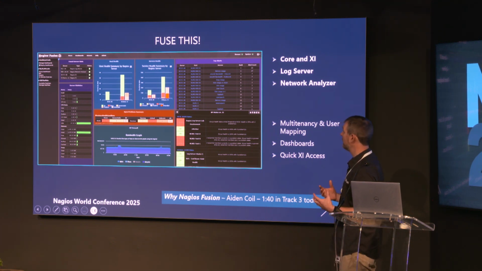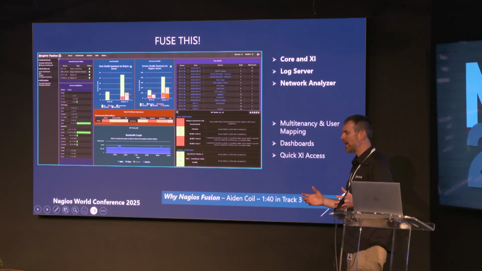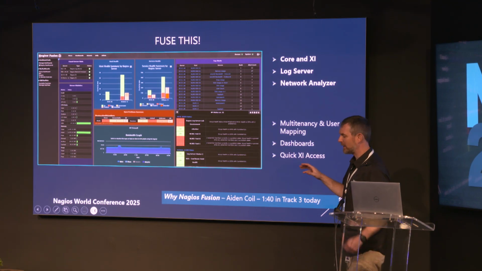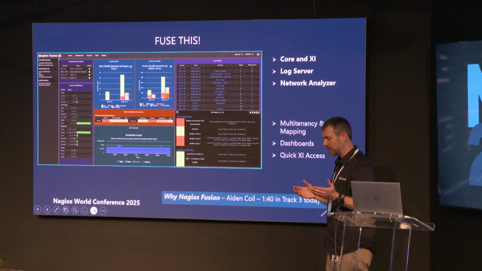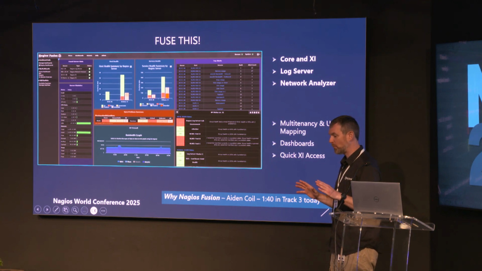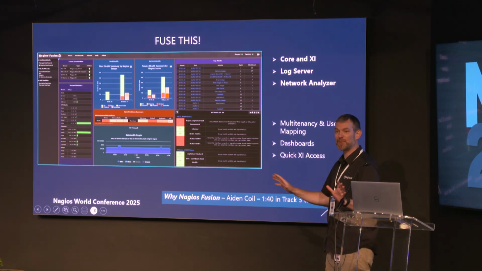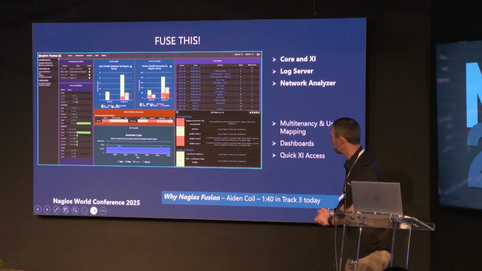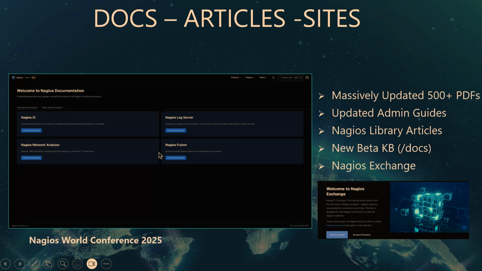And to me, I don't have a massive global data center deployment and millions of hosts, so I can't really get a lot of use out of its ability to combine a bunch of XIs. But I really like Fusion just for its ability to give me a centralized single pane of glass for my log server, my network analyzer, and my Nagios servers. So even just in that context, it's got a lot of value, even beyond if you've just got a bunch of Nagios servers all over and want to see them in one place. So that's Nagios Fusion. And now we'll talk a little bit about docs.